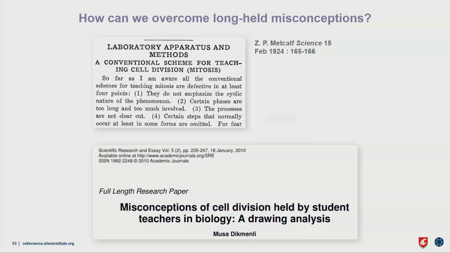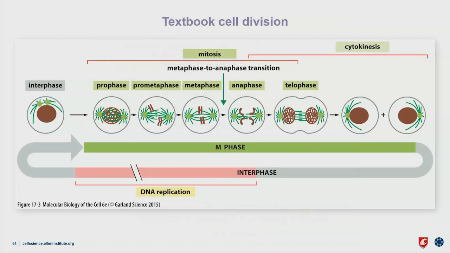And since we're at ASCB EMBO, I don't have to tell you how important cell division is to biology. But I thought I'd mention that teaching cell division to students is problematic, and this has been appearing in published literature for a very long time. The earliest paper I found was actually published in 1924, almost 100 years ago, and you can still find papers being published in this decade about how difficult it is to get students to retain the information about cell division.